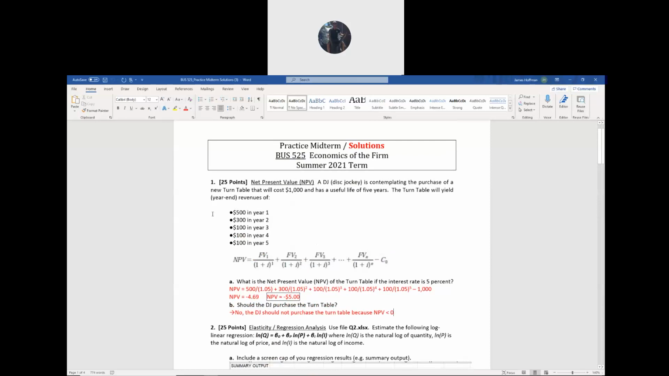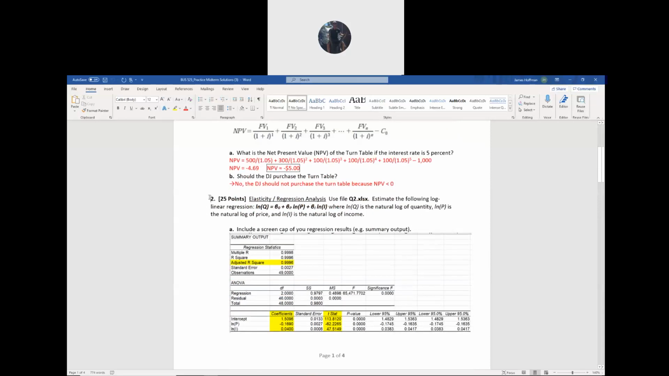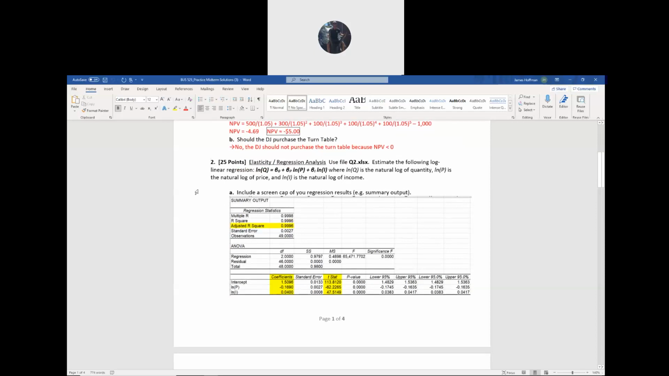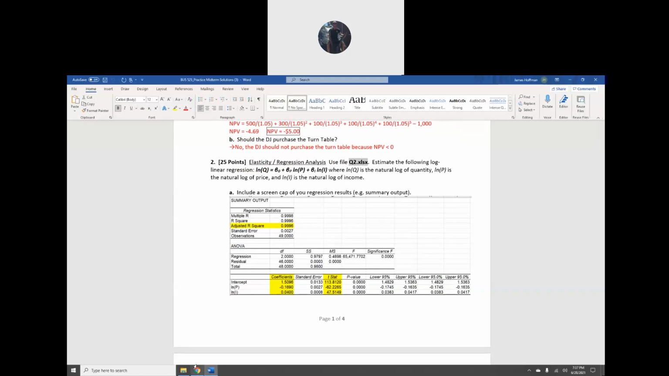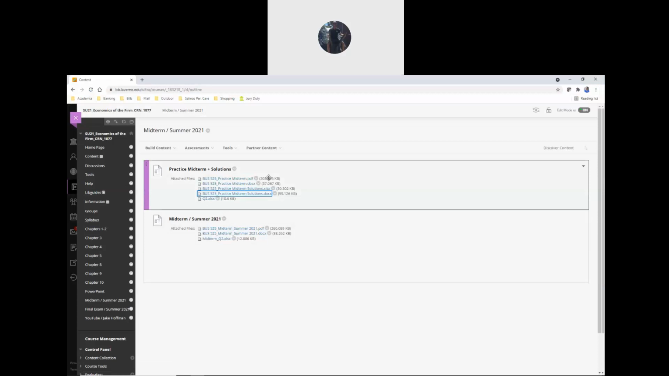All right. Number two, you have a simple Excel file that you're going to run a regression on, just like you did with the elasticity homework, and answer some questions. So number 2, here's the sample file Q2. For the practice midterm, this is the data if you want to practice with it.